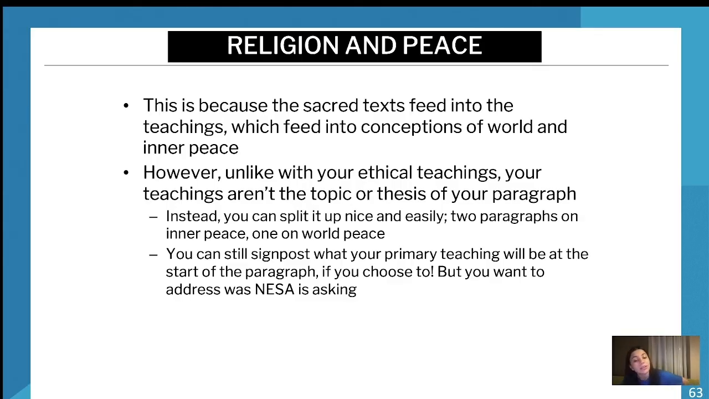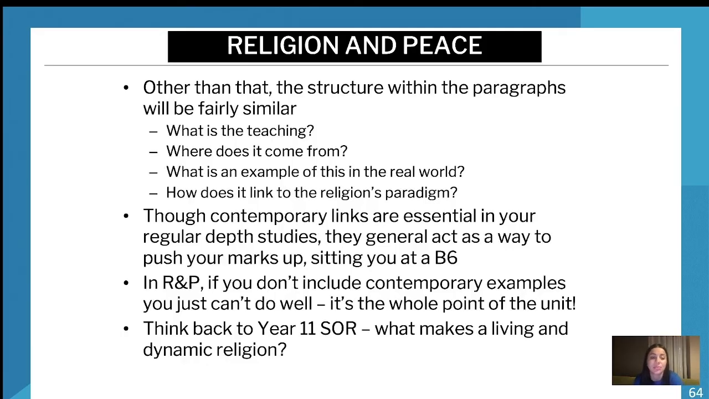You can do 2 paragraphs on inner peace, 1 on world peace. You can do 2 paragraphs inner peace, 2 on world peace. It's up to you. And you can still signpost your primary teaching. You want to link a primary teaching about peace, but I think having it based on inner peace or world peace, instead of "here's a paragraph on this teaching and let me kind of link it," just works a lot better for the module and how the syllabus is formed.